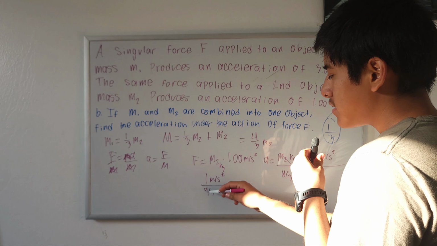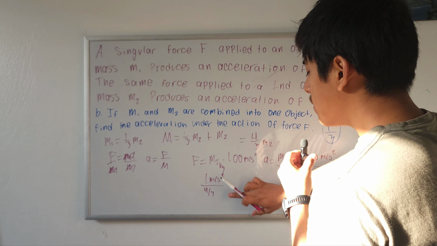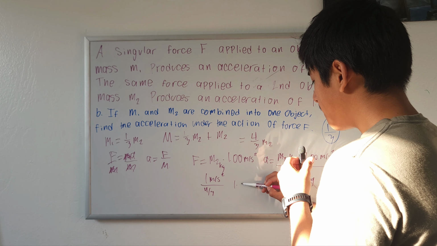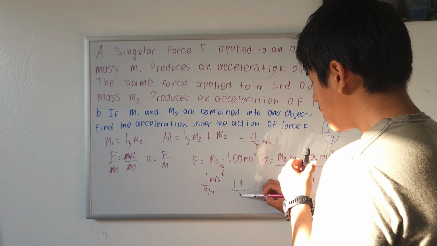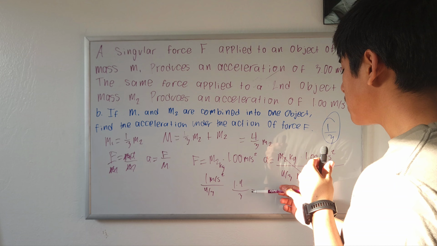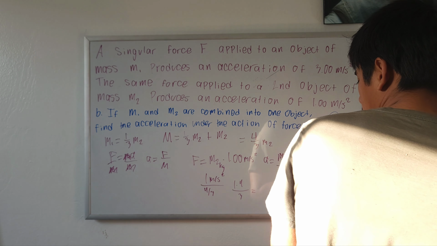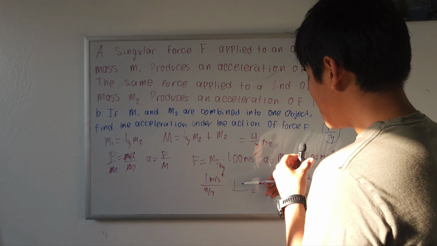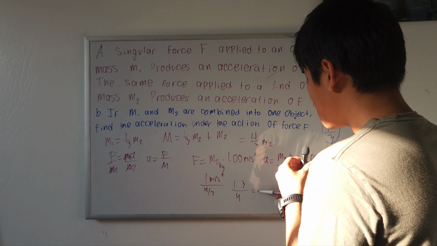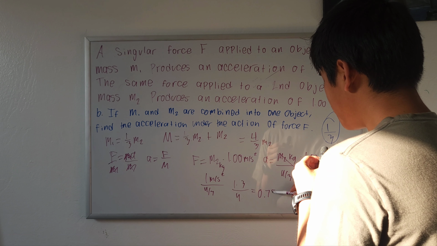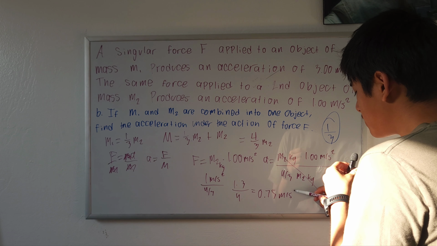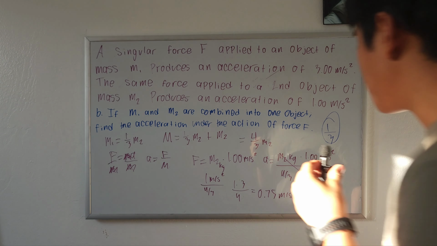Which again, if you divide by a fraction, you're just multiplying by the reciprocal. So this is really just 1 times 4 over 3, which is going to get you, hold on, that is not right. I meant 1 times 3 over 4, which is 0.75. And don't forget the units, so it's meters per second squared. And that is how you do that problem.